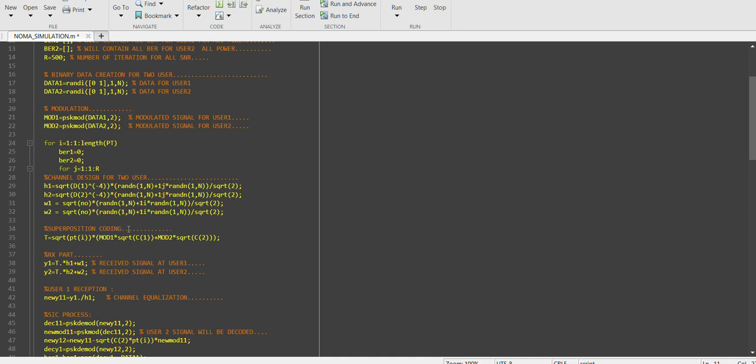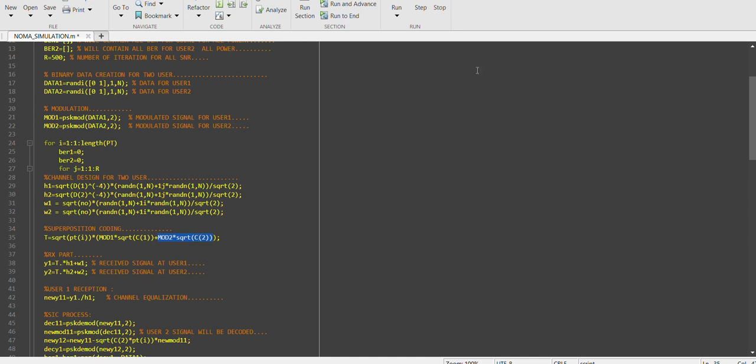Then we need to do the superposition coding of the data of user 1 and user 2, right? At first we will give the power. Here the power matrix is pt, and at first we will consider the first index value of power. I is already started from 1, so that is why pt(i). Then we will multiply the modulated data of user 1 with his power, and after that we will add the modulated data of user 2 multiplied with his power. SQRT C2 is the power of user 2.